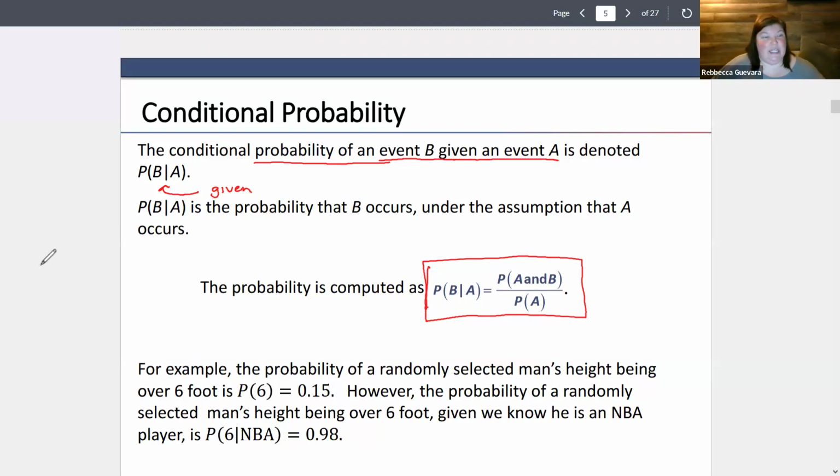So for a randomly selected man, the probability of being over 6 feet is actually 0.15, like we said before. However, the probability that a randomly selected man is over 6 foot tall, given we know he's in the NBA, is actually 0.98. At least that's what I looked up.